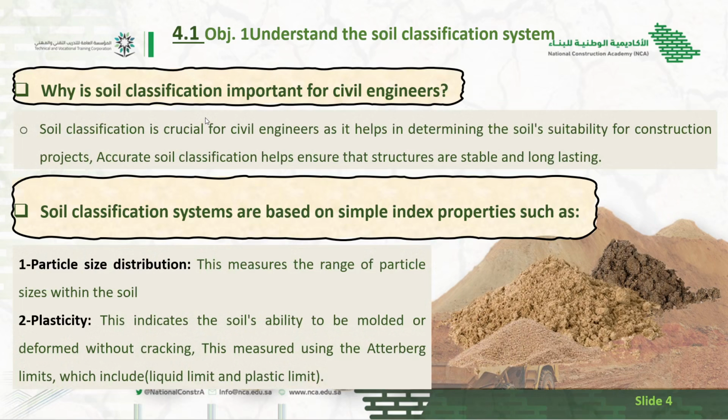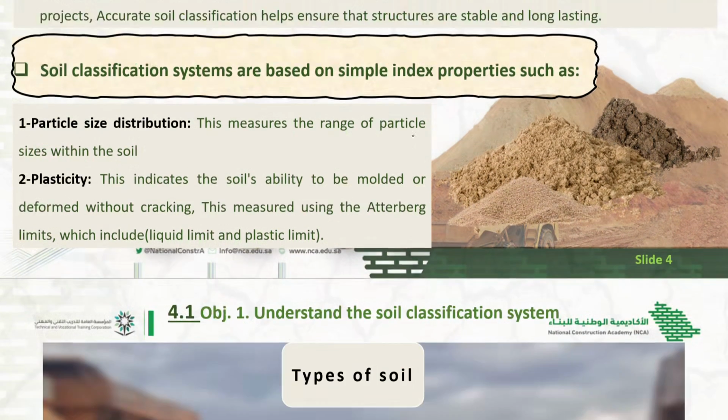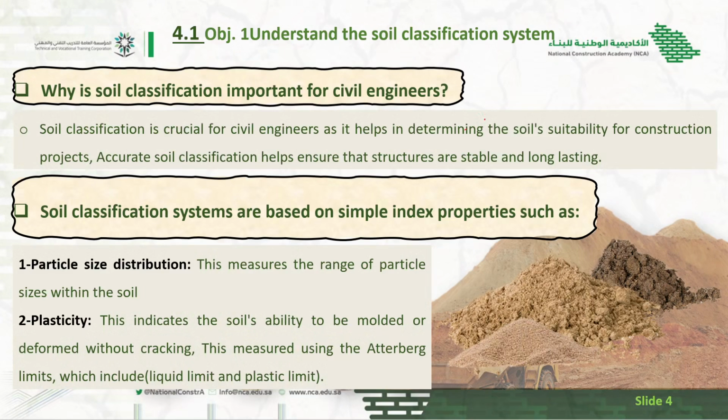Now, why is soil classification important for civil engineers? Because the type of soil directly affects the suitability, stability, and performance of a structure. Accurate classification helps us determine whether a soil is suitable for construction and ensures a long-lasting foundation. What does it mean? For example, if we are going to construct a 10-story building, there is the structural design.